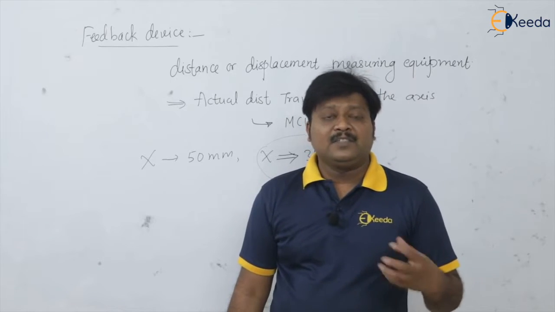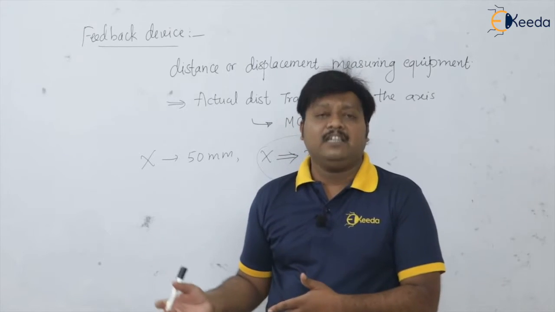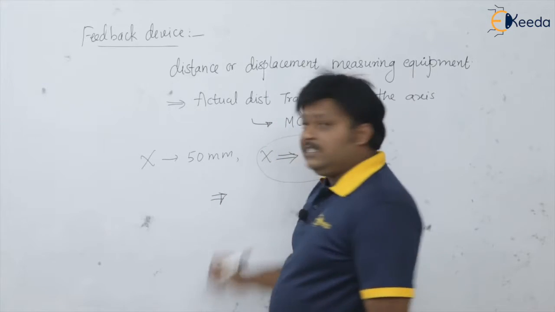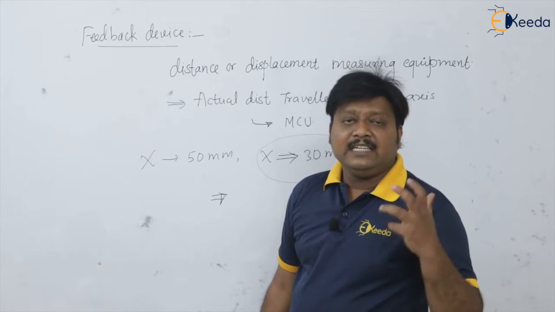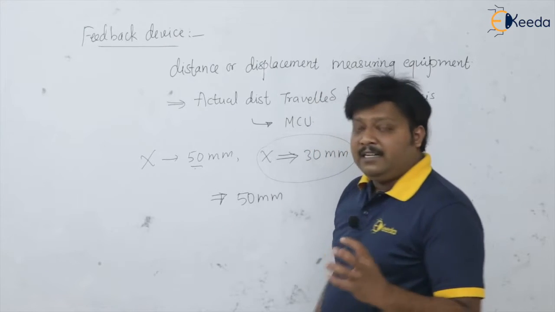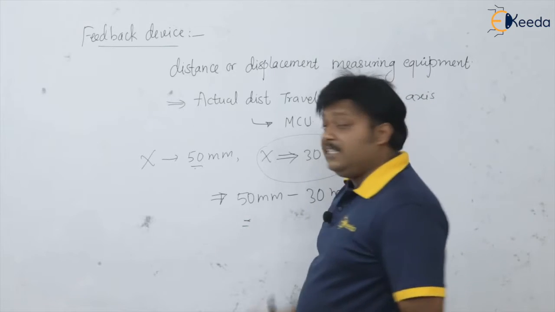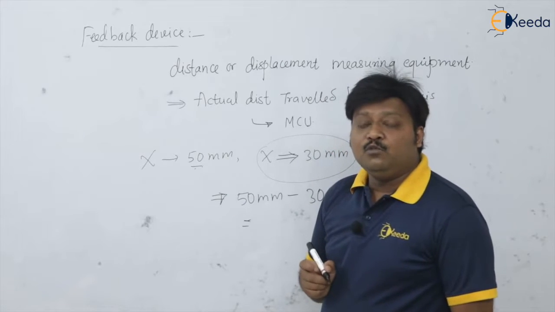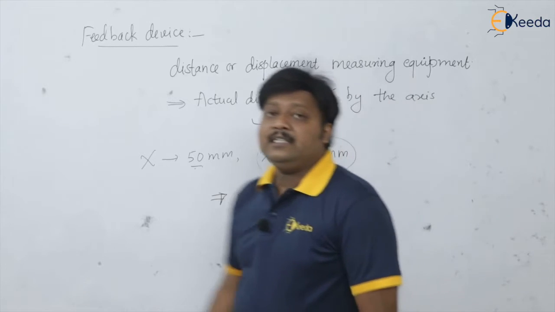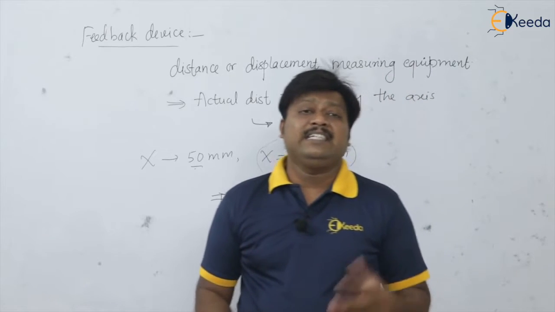So how much distance is still required to get this x-axis to reach the required destination? What will this MCU do? MCU will check what is the targeted value, how much distance the x-axis has to move: 50 millimeter. So 50 millimeter is the required, and the actual is 30 millimeter. So how much distance is still required? 20 millimeter. So this 20 millimeter MCU gives as an input in the form of pulsating energy.